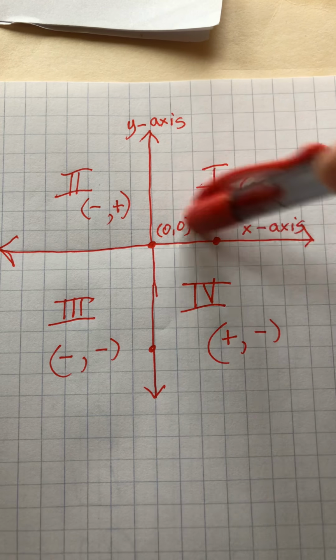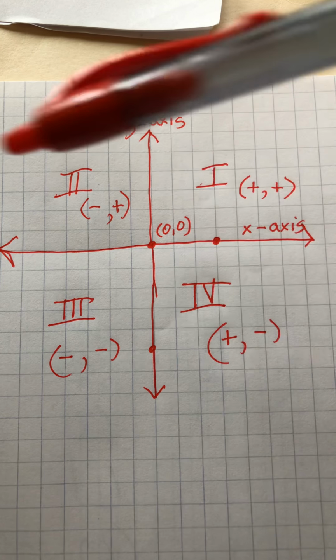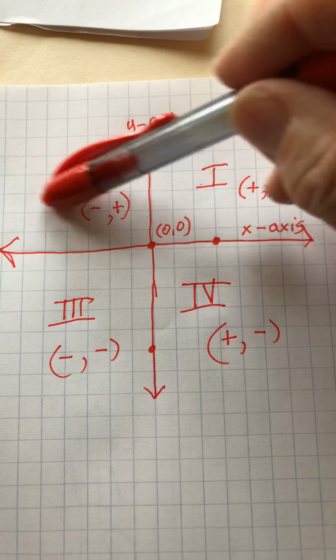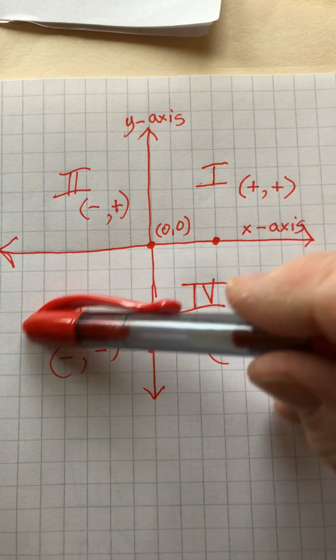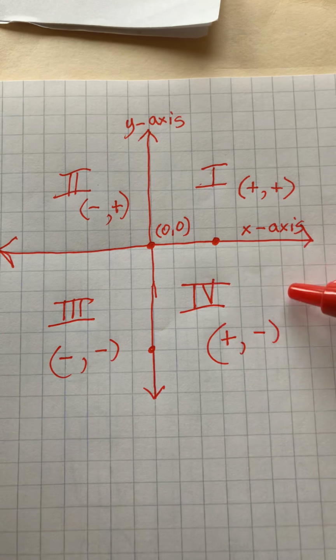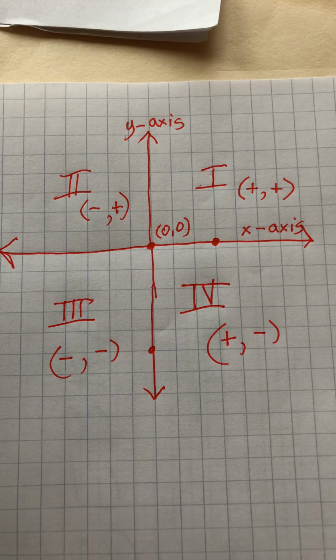If it's a point over here, this is quadrant 1. A point over here is in quadrant 2. A point over here is in quadrant 3, and a point over here is in quadrant 4.